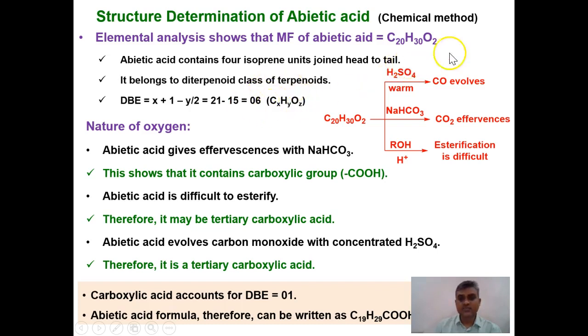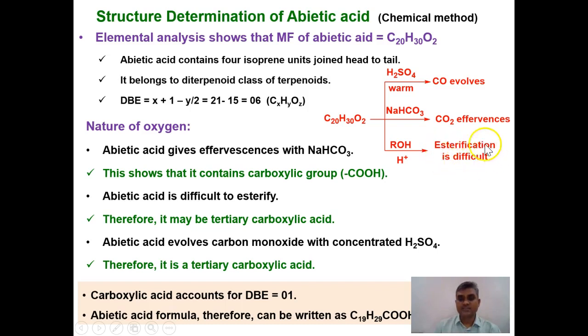Now let us directly switch over to the analysis of oxygen. What is the nature of the oxygen in abietic acid? Since it contains two oxygens, one can suspect it to be a carboxylic acid or an ester. Therefore, some reactions of carboxylic acids are performed. For example, abietic acid is treated with sodium bicarbonate. In this experiment, effervescence of carbon dioxide was observed, and because of this effervescence, we assume that abietic acid is a carboxylic acid. Then, since it is a carboxylic acid, one must expect esterification, and when esterification was attempted, it was found to be difficult.